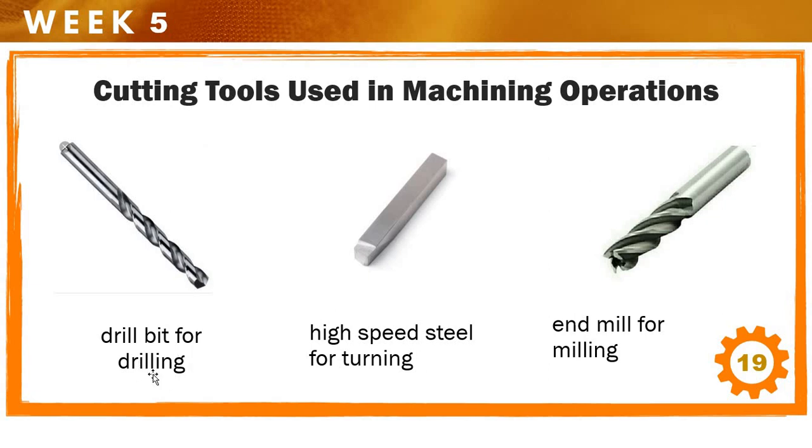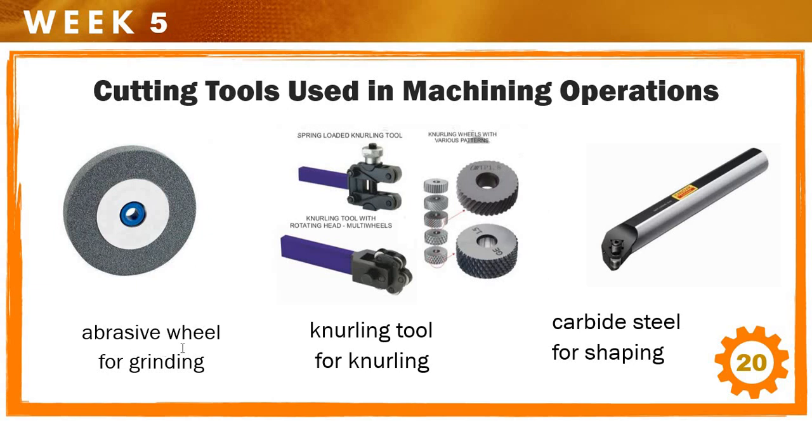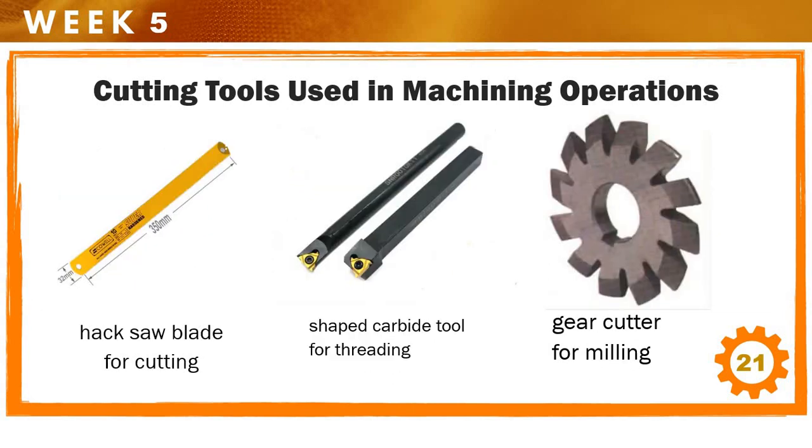First is the drill bit for drilling. You saw this one a while ago in the drilling process. We have the high-speed steel for turning. You also see this tool in the turning or milling process. You have the end mill for milling. Then you have the abrasive wheel for grinding, knurling tool for knurling, and carbide steel for shaping. And then you have the hacksaw blade for cutting.